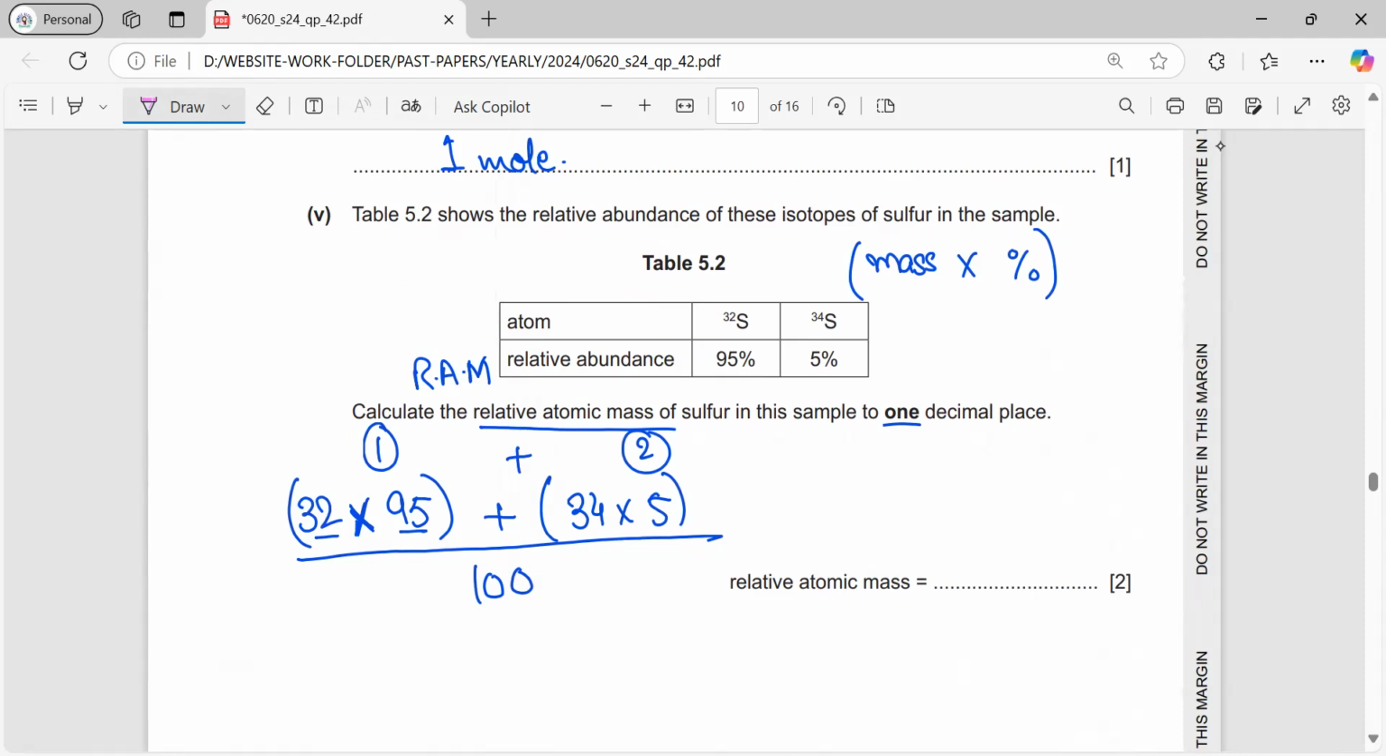After calculation, after multiplying and adding, it is 3210. We'll divide it by 100, and the answer comes out to be 32.1. This is the relative atomic mass of sulfur.